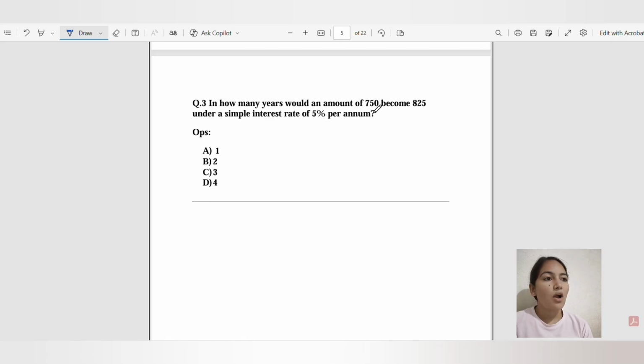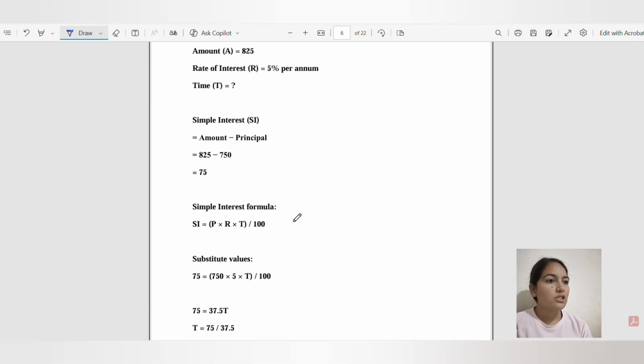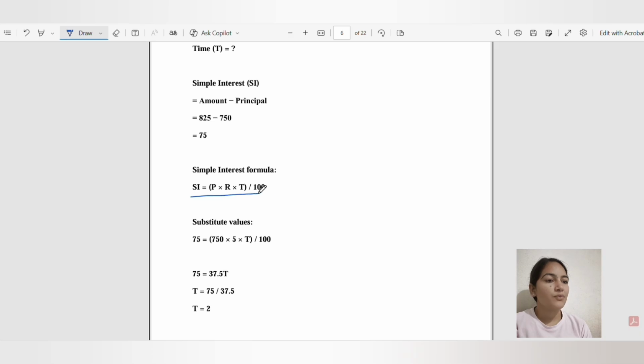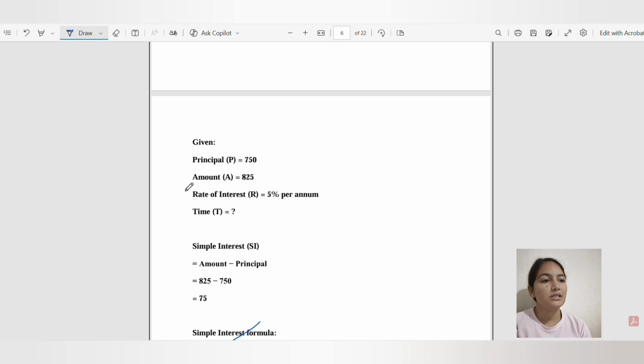Third question: in how many years would an amount of 750 become 825 under a simple interest rate of 5% per annum? This is a very simple question. You only have to apply the formula of simple interest. The formula for simple interest is P into R into T divided by 100. What is P? P is principal. What is R? R is rate, and T is time.